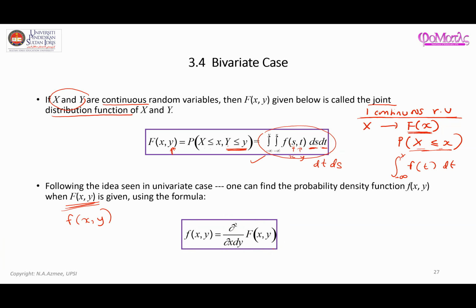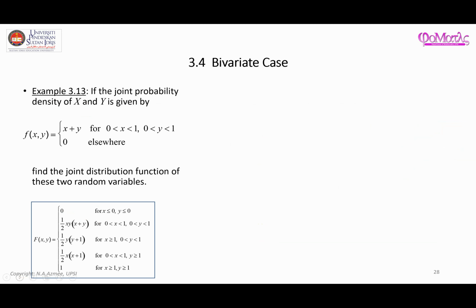In the case of one continuous random variable, you have seen that in order to get small f, you have to differentiate big F, and you only do it once. But in this case, you're going to do it twice. You can do it with respect to y first and then x, or the other way around, with respect to x and then y. It doesn't matter.